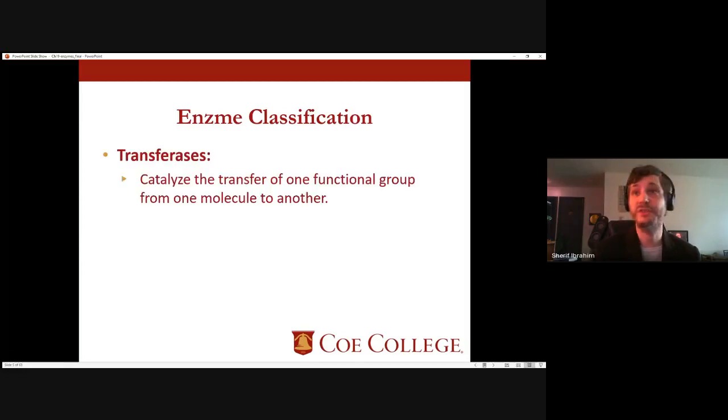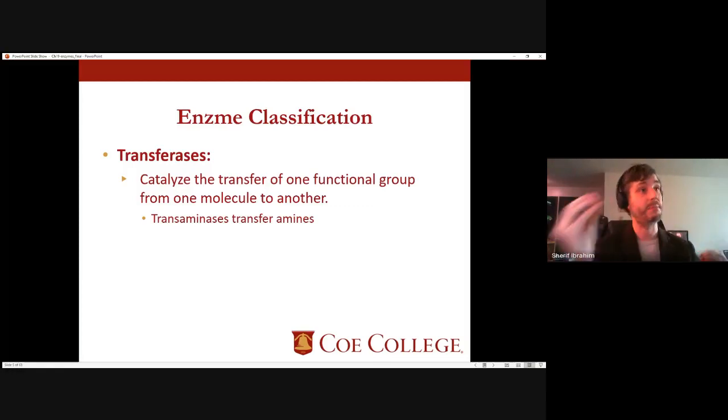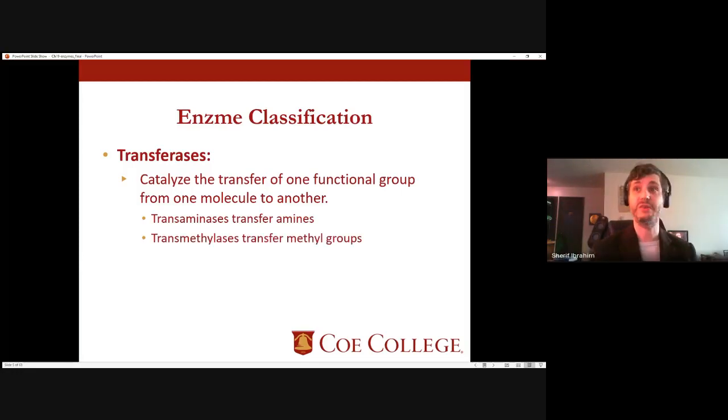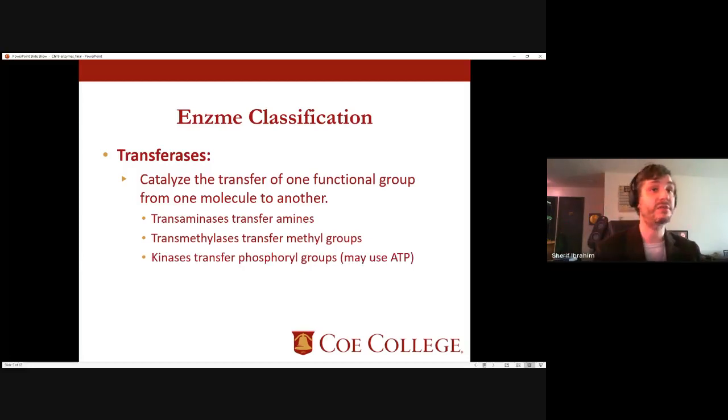Next are transferases. Like I said, those are enzymes that specialize in the transfer of one functional group or one part of a compound into a different compound. They might be subcategorized by what functional group they're transferring. So a transaminase is a transferase that's transferring an amine. You've got transmethylases, which transfer methyl groups. Kinases are a particular type of transferase, and these are actually pretty important biologically speaking. They get their own name, kinases, and those transfer phosphoryl groups through ATP.